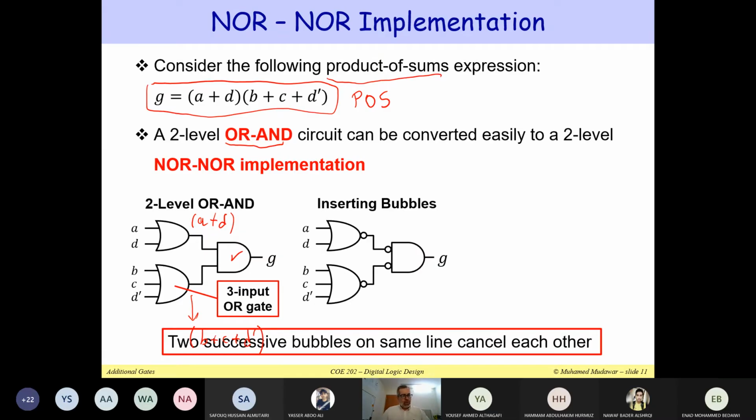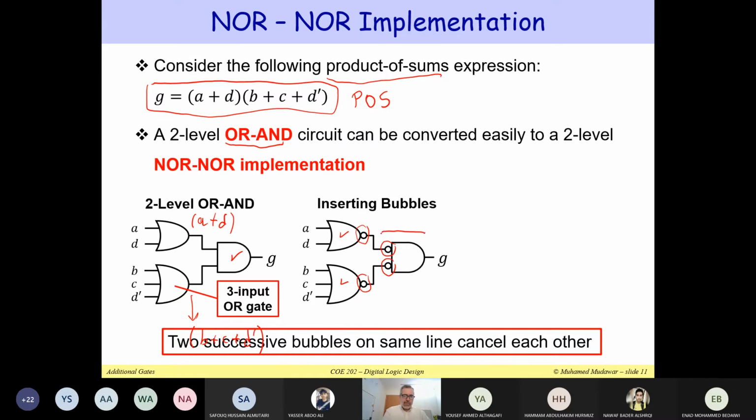And remember that when you insert two successive bubbles on the same line, they will cancel each other. So here I have a bubble. Here I also have a bubble. So these are going to cancel each other. Here I have a bubble, and here I have another bubble, and they will cancel each other. Now, the reason why we put a bubble at the output of an OR gate is to make it NOR. That's basically the idea. By having a bubble at the output of an OR gate, it becomes a NOR gate. This is now a NOR gate after inserting the bubble at the output.